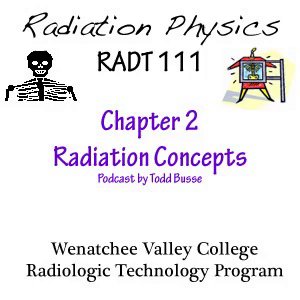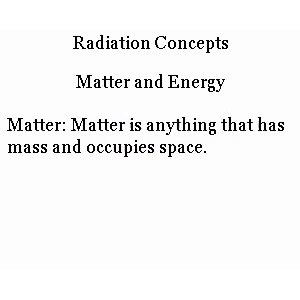Today we are going to discuss Chapter 2, which is Radiation Concepts. The first thing that we're going to discuss is matter and energy. So let's do some vocabulary. First of all, we have to look at matter. Matter is anything that has mass and occupies space. We can also think of matter as having energy. When we get to Einstein's law of energy, we have energy equals mass times the speed of light squared. So matter is just what stuff is there, how much stuff is there.